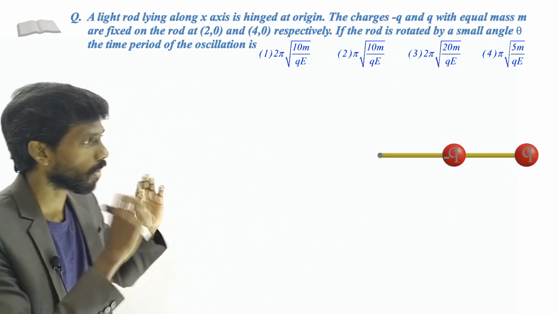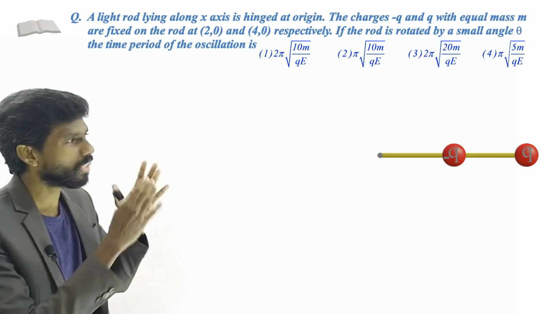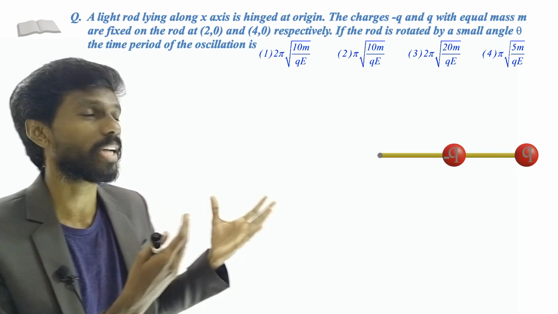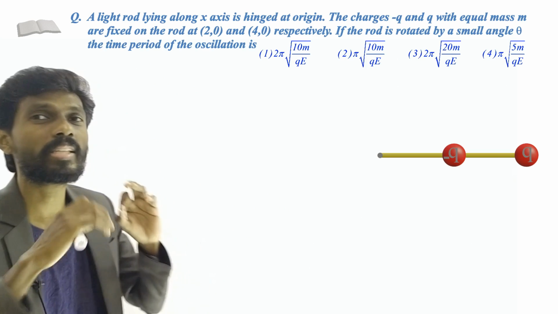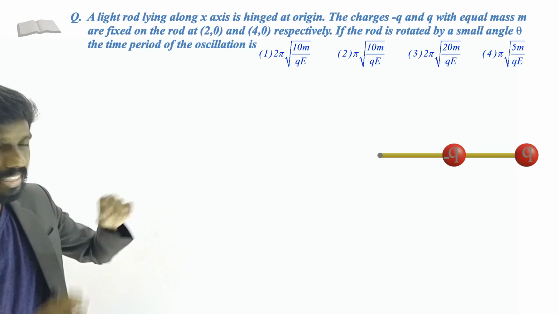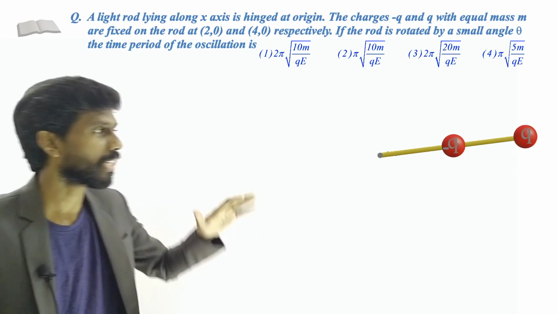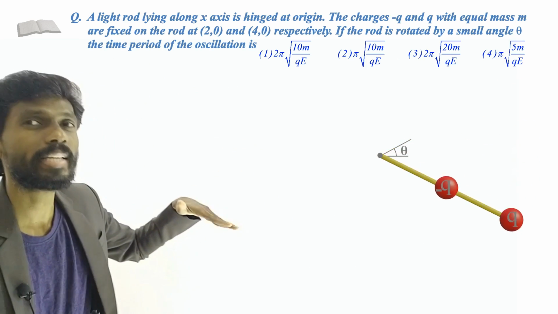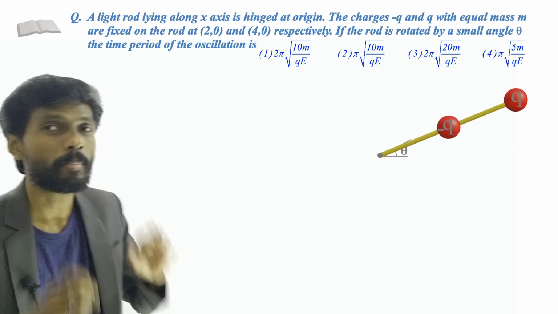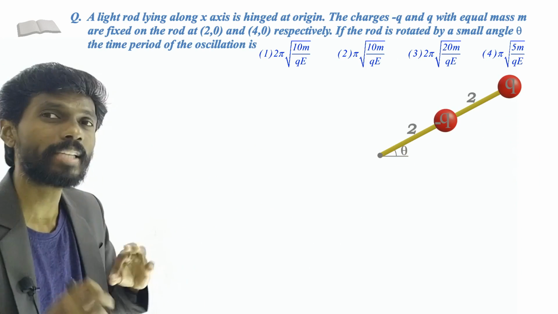Now we have a rod and also some charges. So this is the dipole, right? These two are opposite charges, q and minus q. Now this rod is in the equilibrium position, that means the horizontal position, stable equilibrium. Now it is slightly disturbed, so it will have an oscillatory motion. So we have to find the period of this oscillatory motion. Okay, so let us use the formula.